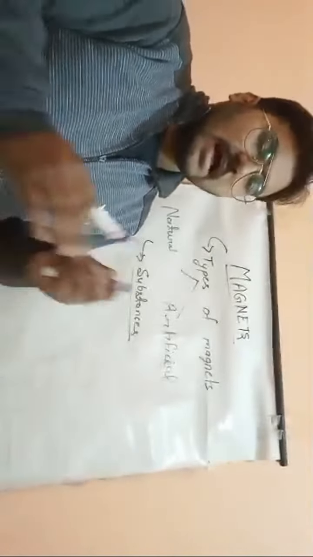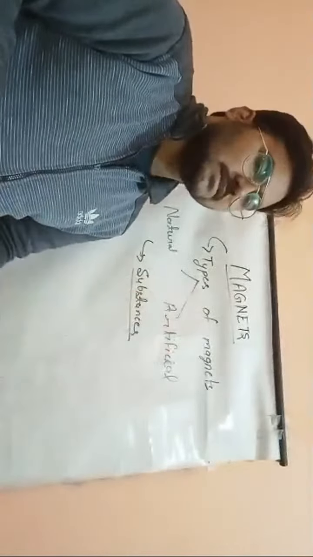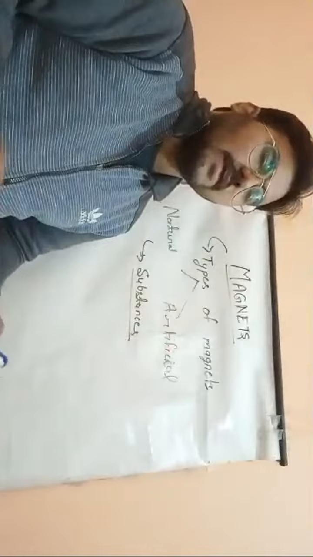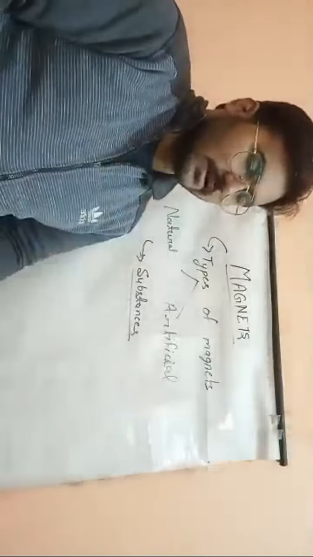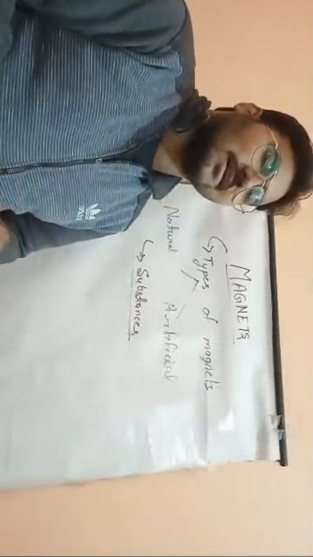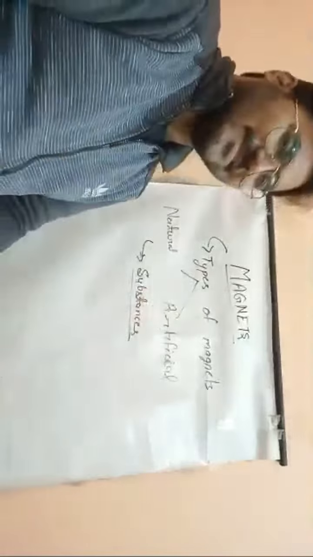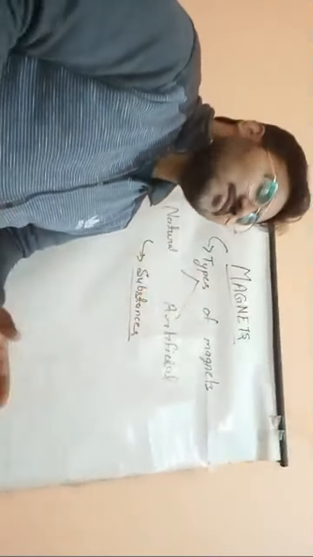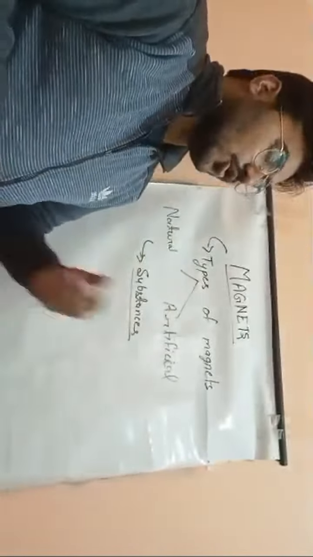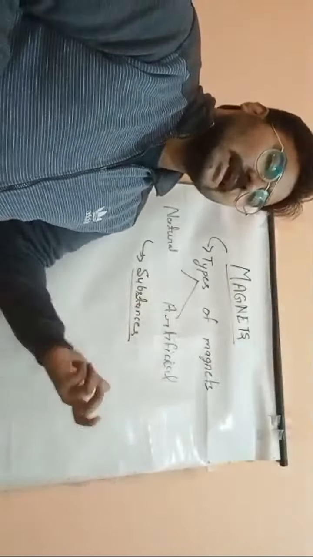If iron is there, the magnet will attract it. If steel is there, the magnet will not attract. If wood is there, the magnet will not attract. If nickel is there, the magnet will attract it. Sorry, I said not by mistake. It will attract the nickel. Okay. Cobalt, it will attract. Wood, it will not attract. Plastic, it will not attract.